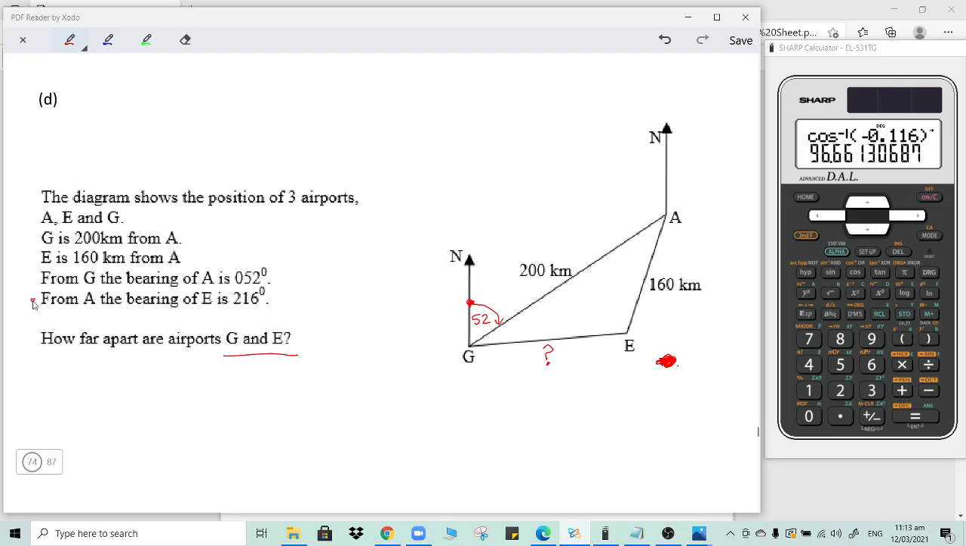From A, that's this sentence now. From A, the bearing of E is 216. So that means this angle here from north spinning in a clockwise direction is 216 degrees. Right, let's see what's going on here.